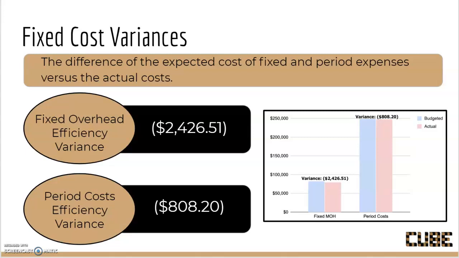The calculation of period cost efficiency was made by difference between budgeted period cost and actual period cost. Therefore, it is negative $808.20, so it is unfavorable.